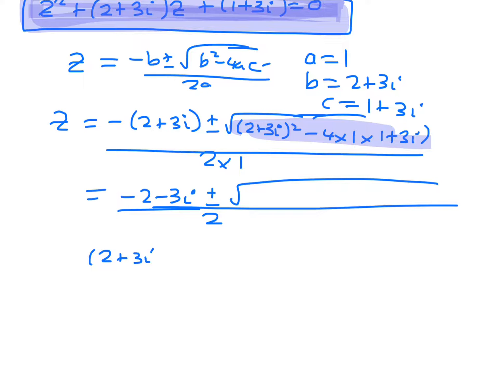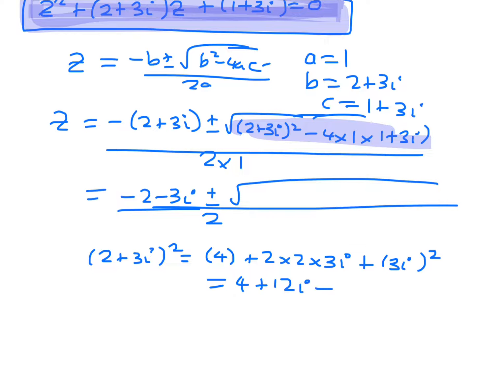So (2 plus 3i) squared would be square the first, so square 2 you get 4, plus 2 times 3i, plus square the last, so it's (3i) squared. So 2 times 2 times 3 is 12, so it's 12i, minus 3 squared is 9, and i squared, see i squared is minus 1. So it's going to be 4 plus 12i minus 9. 4 minus 9 is minus 5 plus 12i.